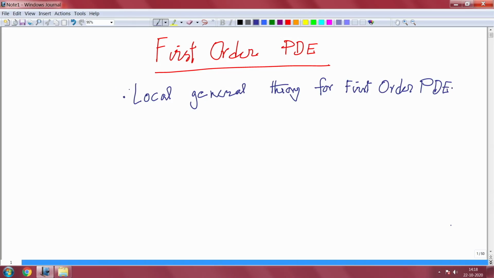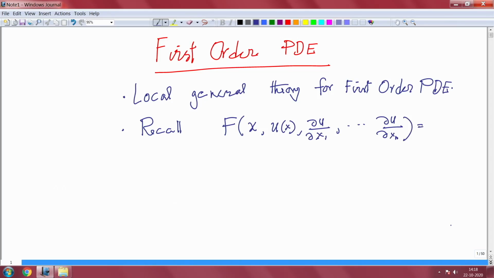Okay. So, let us recall the general first order PDE. You will have x, that is the independent variable, then you have an unknown function u, and then you have all your first order derivatives, du by dx1 etc. up to du by dxn, equal to 0, where x is x1 through xn. That is the general form of your first order equations.